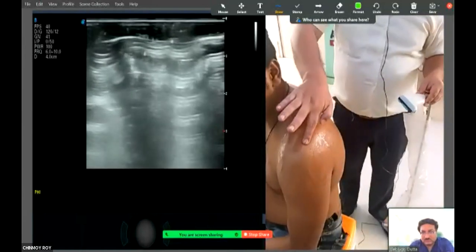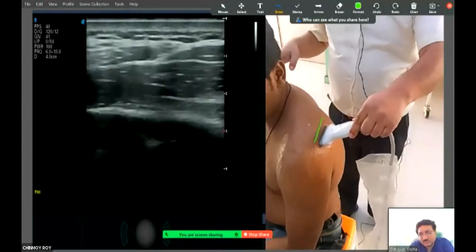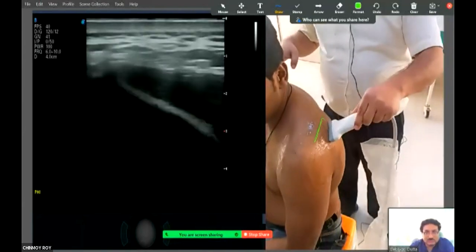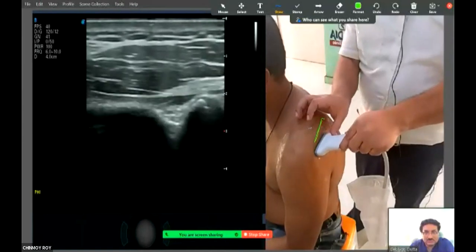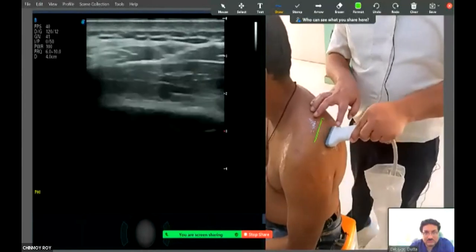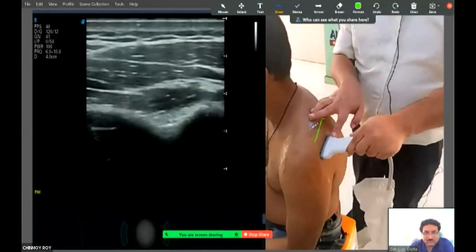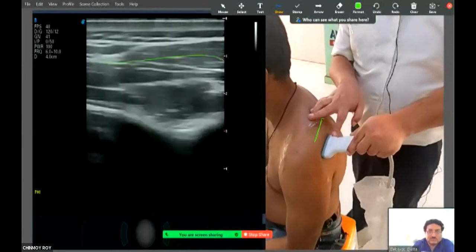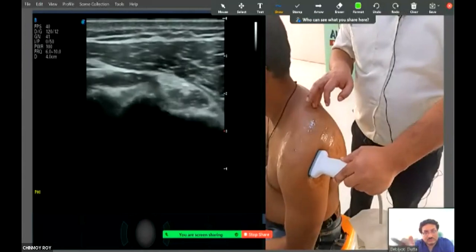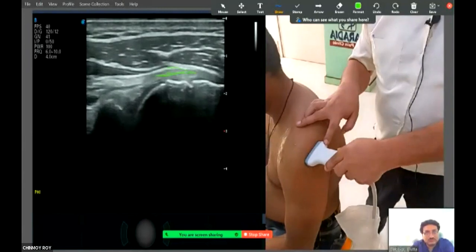Infraspinatus, this is the spine. I can feel the spine here. So just put like this, and what you see is infraspinatus. The left side of your screen is the medial side. The lower one is the cortex, a simple bony shadow. This is the infraspinatus, and if I go here, this will be the tendinous insertion of the infraspinatus.